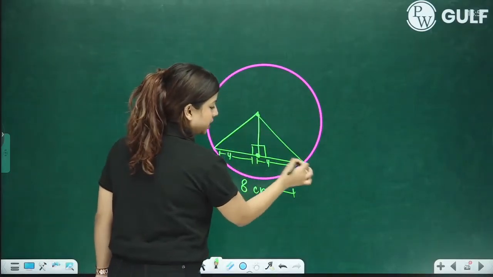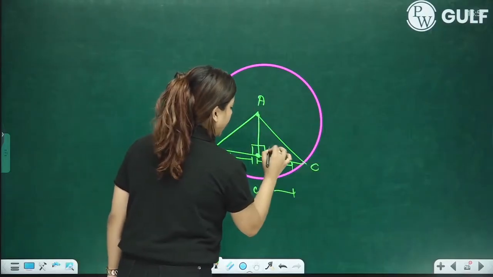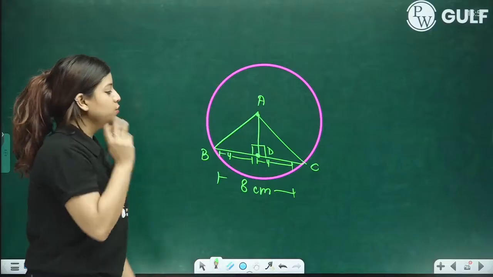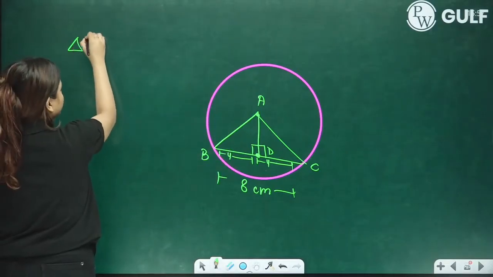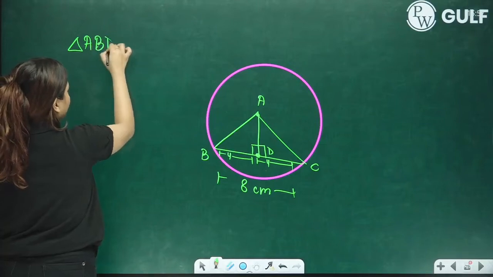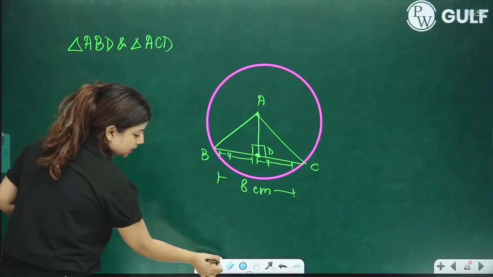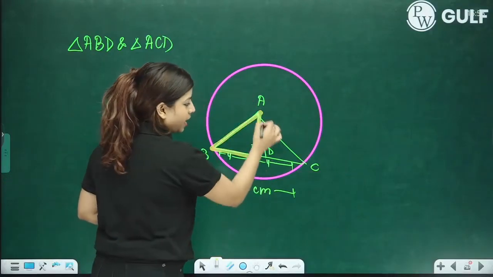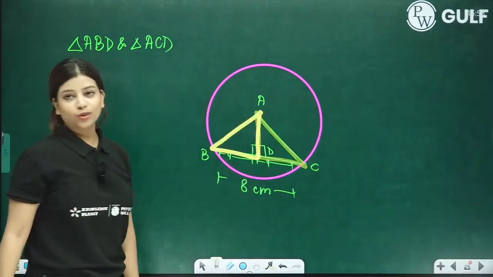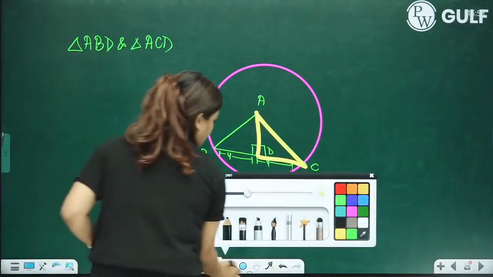Join this and this. Let this be A, let this be B, C, and D. Now you can see two triangles, ABD and ACD. Let me mark these two triangles for you. One triangle is this one and the other triangle is this one. These are the two triangles we are talking about in this figure.